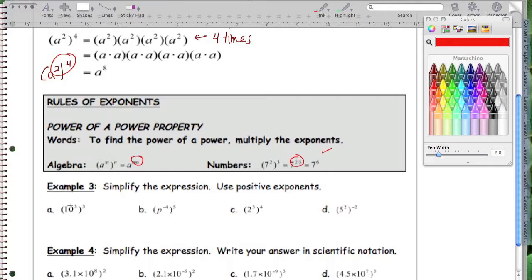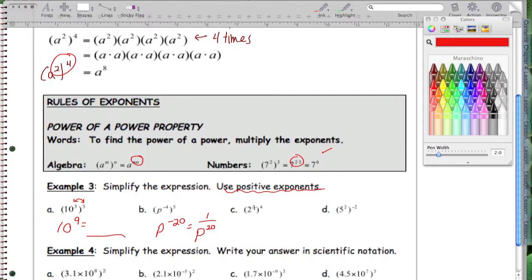So let's try, all I'm going to do is multiply these two. I'm not going to actually expand it out, but I will make sure to use only positive exponents. So for instance, letter A, 10 to the 3rd cubed, there's really just going to be 10 to the 9th. And then you get your answer, whatever that would be. P to the negative 4 to the 5th, I multiply these two, I get P to the negative 20th. But we only want positive exponents, so I put that in the denominator, it's 1 over P to the 20th.